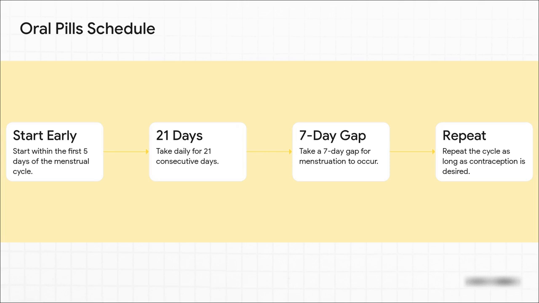Next up, we have oral contraceptive pills. These contain small doses of progestogens or a combination of progestogen and estrogen, and they require a very precise physiological schedule. You start within the first 5 days of the menstrual cycle, take them daily for exactly 21 days, take a 7-day gap where menstruation happens, and then you just repeat the cycle. It is basically a brilliant way to medicalize and control the body's natural cycle.